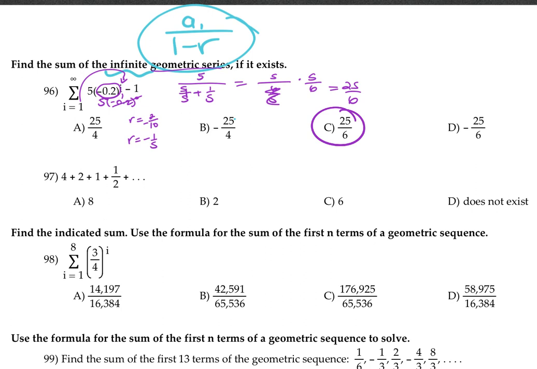97 is an infinite geometric sequence where A1 is 4, 2 divided by 4, or 1 divided by 2, or 1 half divided by 1 tells me R is a half. So I'd get 4 over 1 minus 1 half. 4 over 1 half, keep, change, flip, and I get 8.